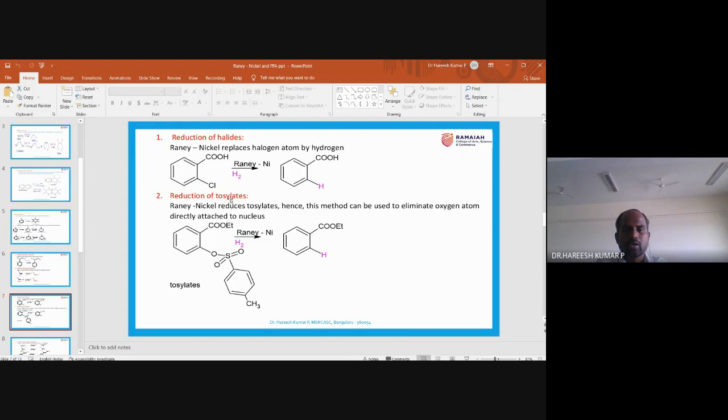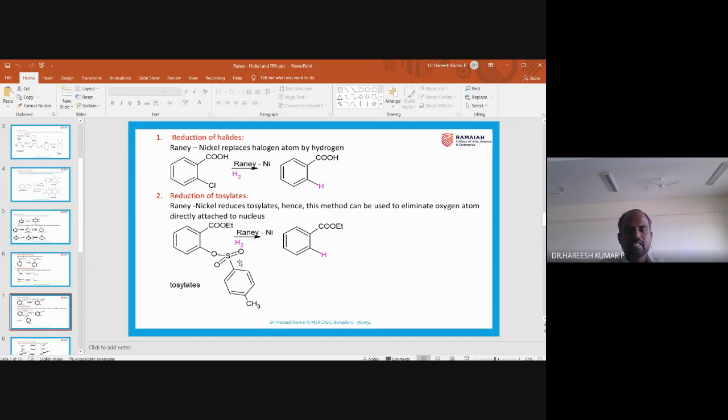Similarly, tosylate. The OSO2 benzene CH3 group is called tosylate. What you need to remember is that the OSO2 group is called the tosylate group. It may be a methyl tosylate, or an ethyl tosylate, or a para-toluene tosylate. Overall, this tosylate is replaced with hydrogen.